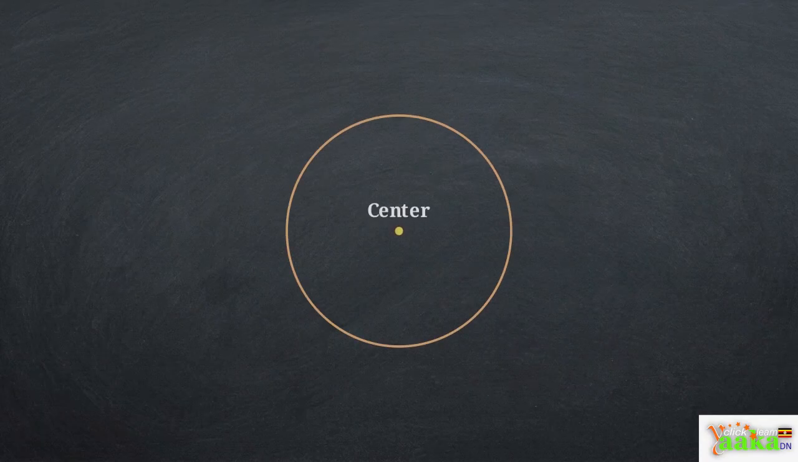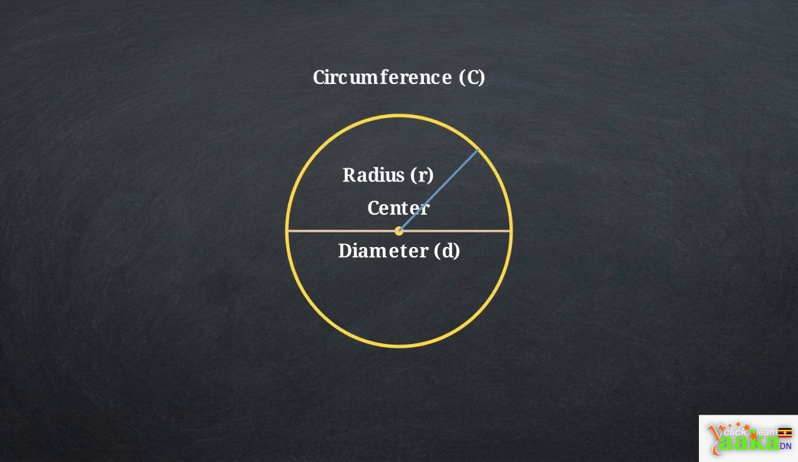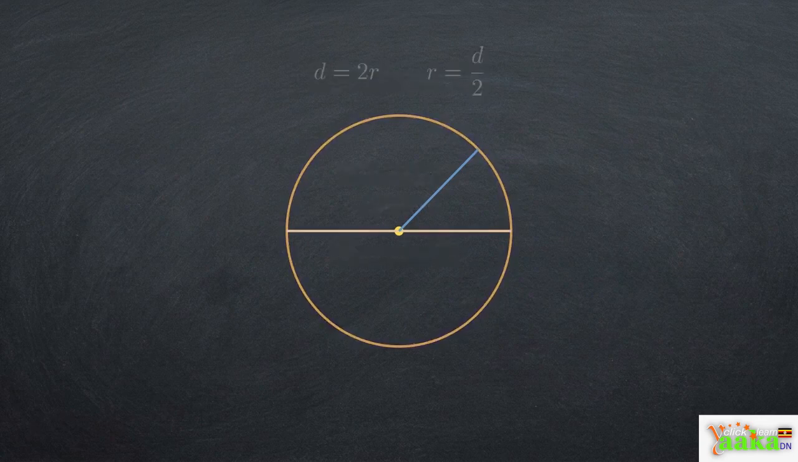In the exact middle is the center. The straight line crossing from one edge to the other through the center is the diameter. The line from the center to the outer edge is the radius, and the boundary itself is called the circumference. There is a fixed relationship between these lines. The radius is always exactly half the length of the diameter.